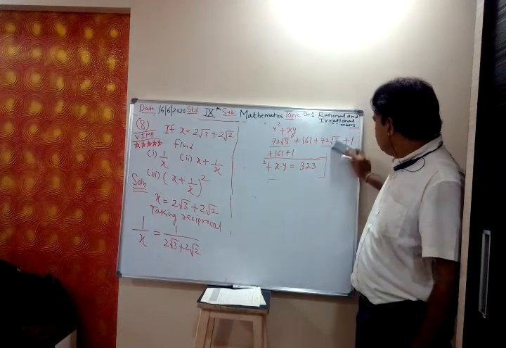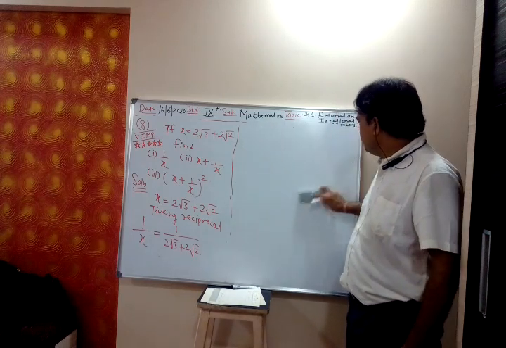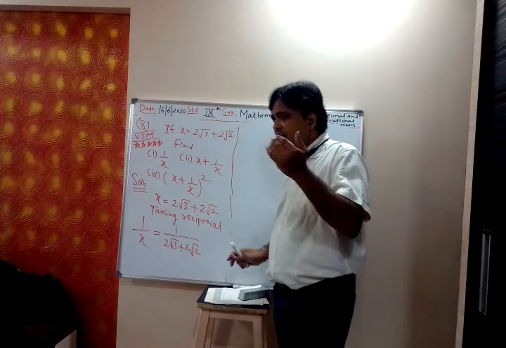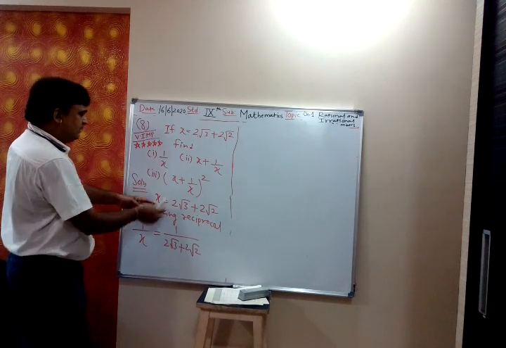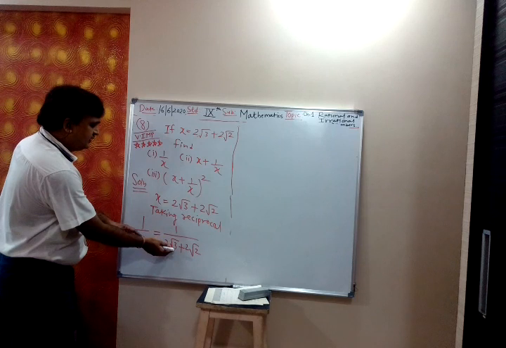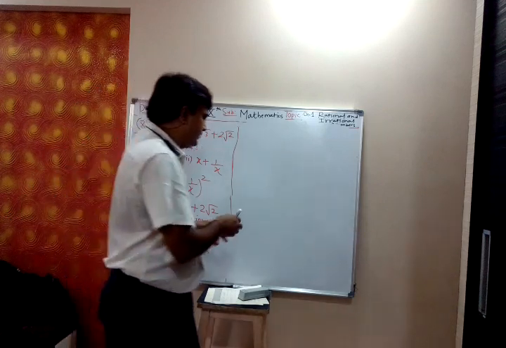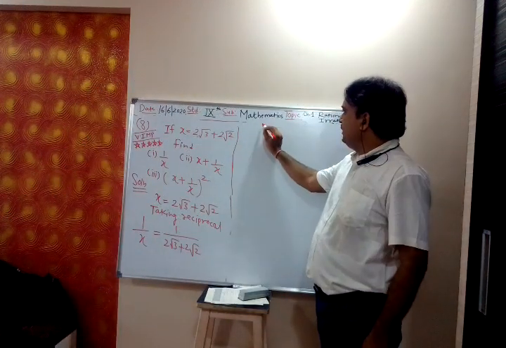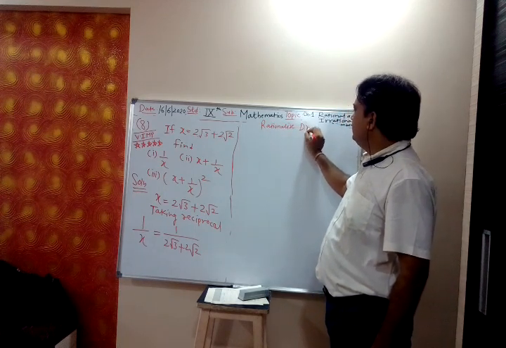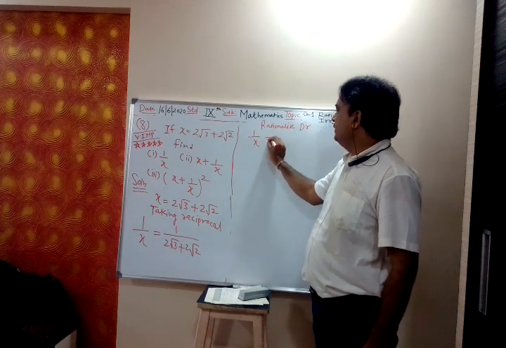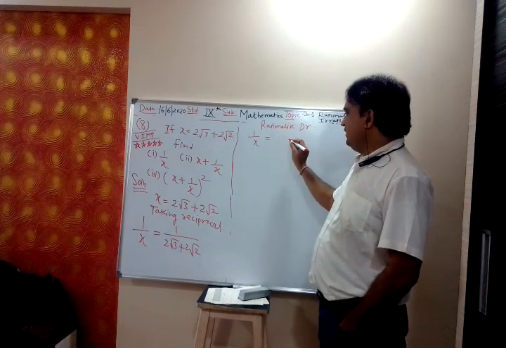Very good. Some of you identified how we should proceed further. That approach should be there when you are learning maths. One step ahead thinking. This is x, we want 1 upon x. To get 1 upon x, I will take reciprocal. Now in the denominator we have an irrational term. So I will rationalize the denominator of 1 upon x.